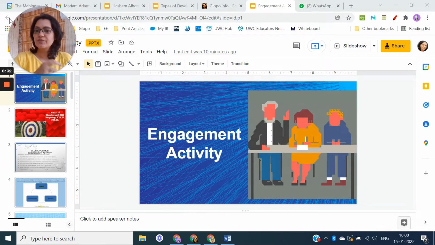One is HLX, which is known as HL extension or oral presentation in global politics. The second one is engagement activity. So the second one, engagement activity, is what we are going to cover today.